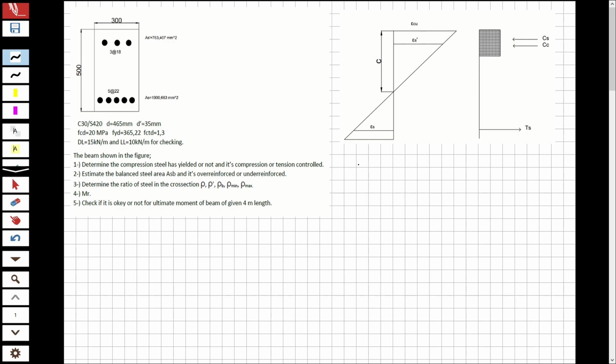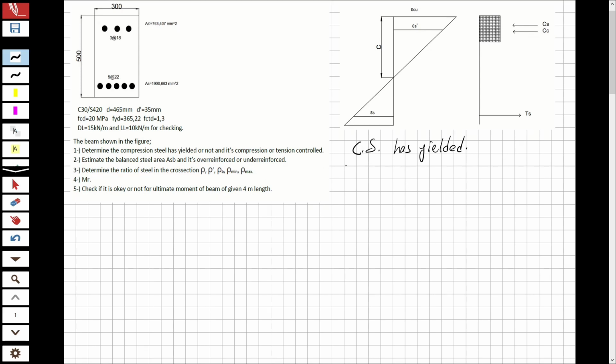First we have to make an assumption: the compression steel has yielded. Now you can see there are three forces: tension steel, compression steel, and compression concrete. So we have three forces, and these two will be to the left side, and this is going to be the right side.